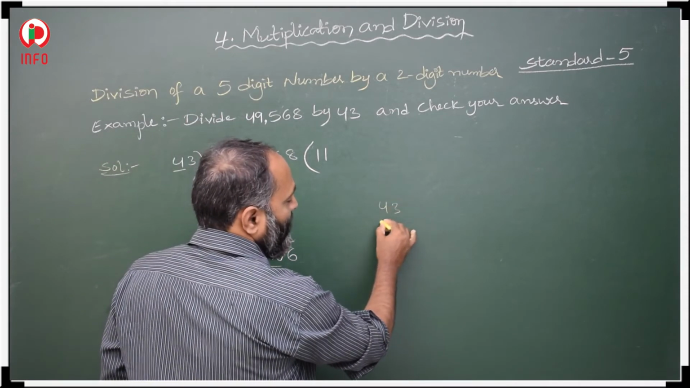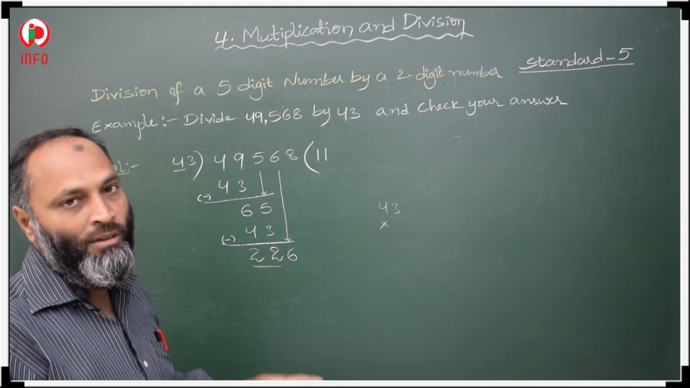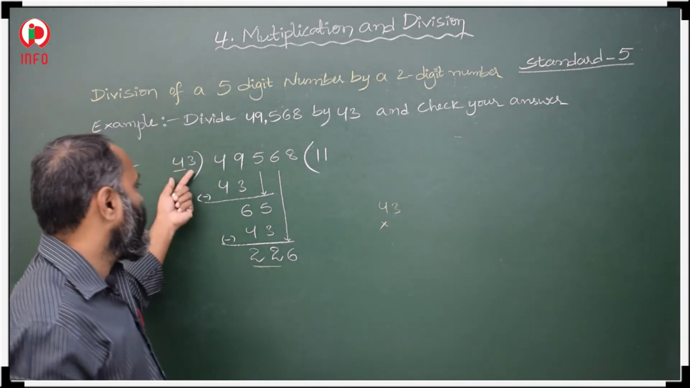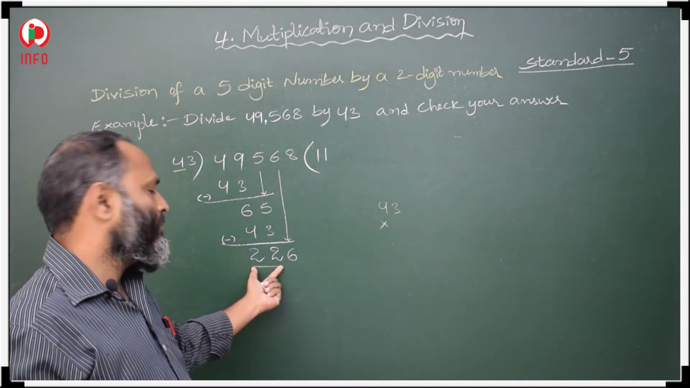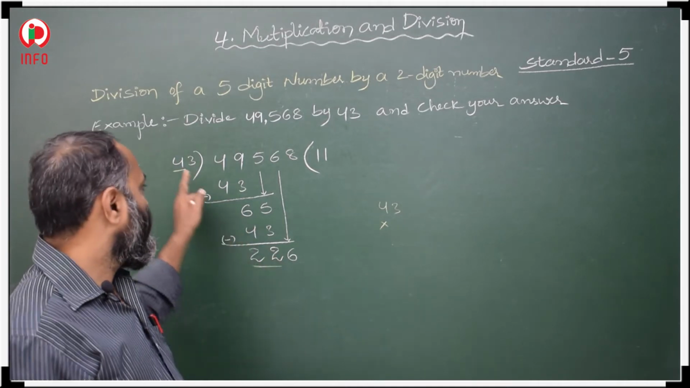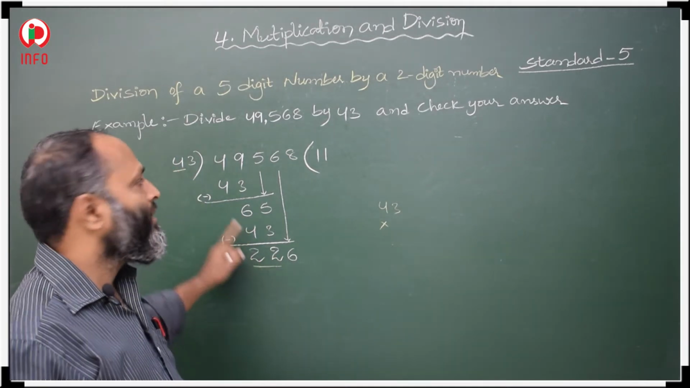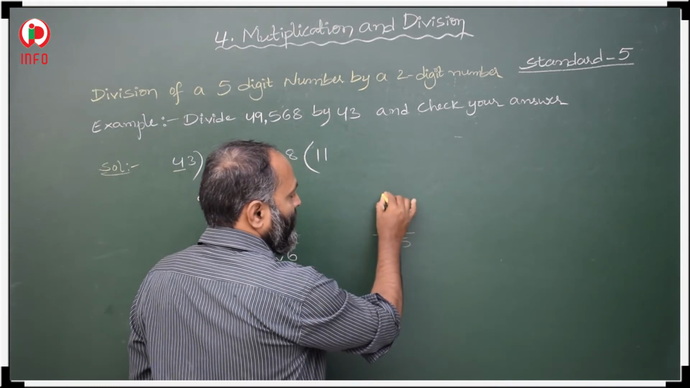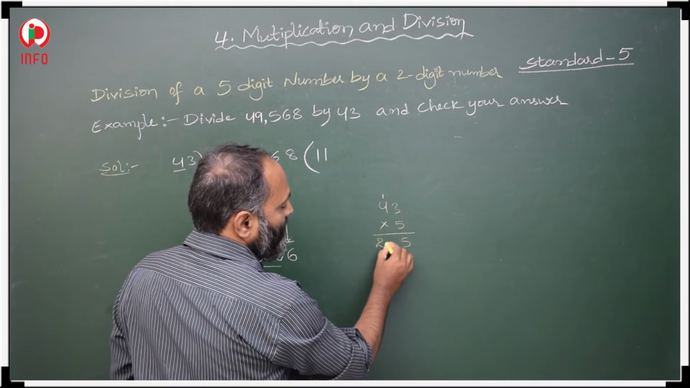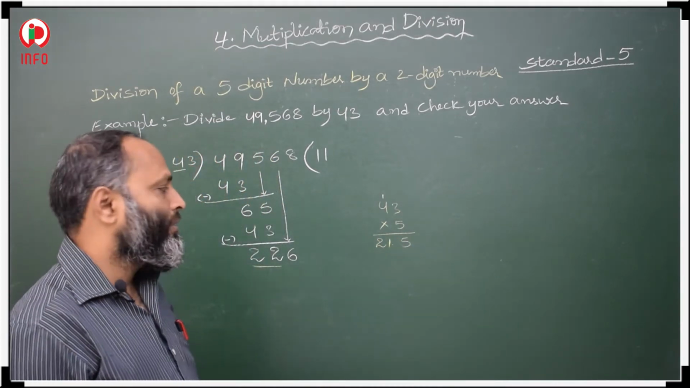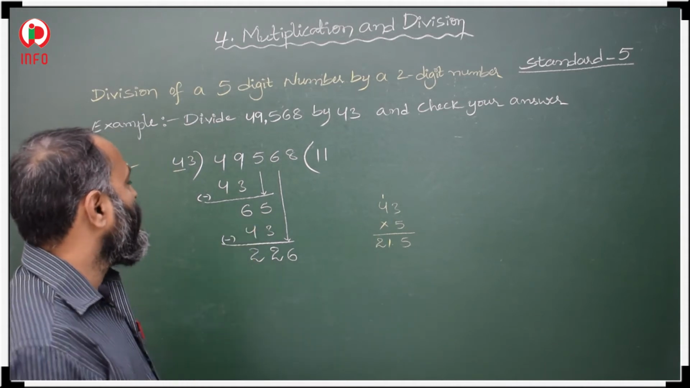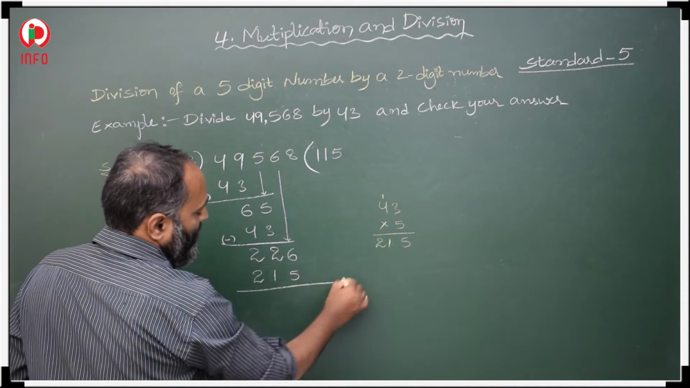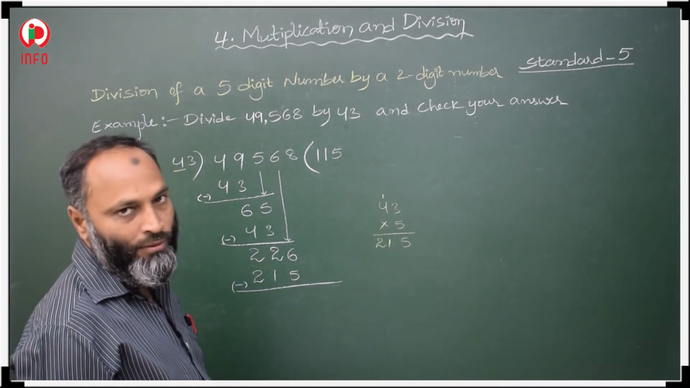In this way we check where it will come: 43 ones, 43 twos, 43 threes, 43 fours, 43 fives. We take the first place and check where it comes in the 43 table. 4 5s are 20, so it is near, meaning we check 43 5s. 5 3s are 15, 5 4s are 20, 20 plus 1 is 21, so 215. 226 is very near. 43 5s are 215.